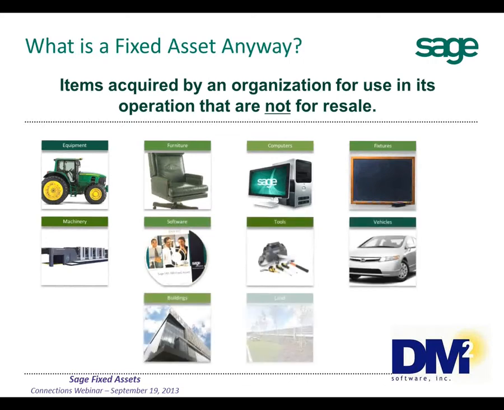Before actually getting into the demonstration, I just wanted to elaborate on what a fixed asset is, since a lot of people may not know what it's actually defined as. Taking a look at the screen right here, fixed assets are items that are acquired by an organization for the use of its operation that's not going to be for resale. Some examples that we've shown here are things like equipment, furniture, computers, and as you can see, regardless of what company you're coming from or what industry you work in, your company is going to have fixed assets, and having a system in place to track these assets is very, very important.